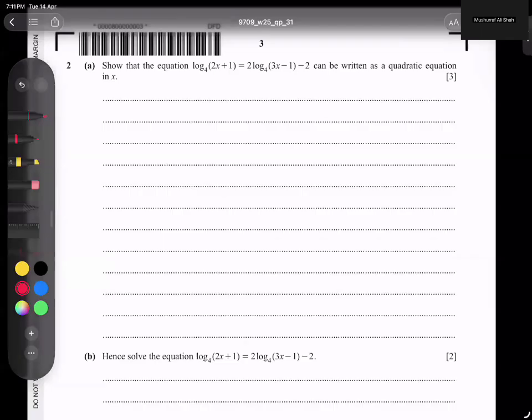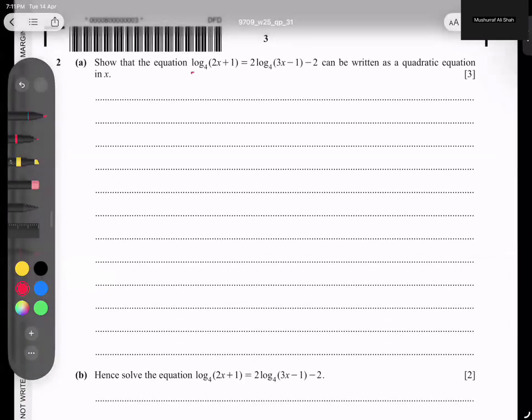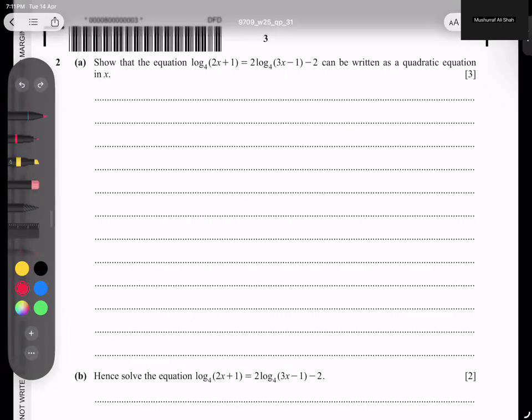So question number 2, students. We have to show that this equation can be written in quadratic form in x. So we have to write it, which means the log should be cancelled, as he said. First of all, you can see here log base 4 of 2x plus 1. But what about this 2 now? It will go in the power of that. So I can say log base 4 of 3x minus 1 to the power 2. Now this is done. But the interesting thing is, here log of 4, here log of 4, done. But this number is not with the log.